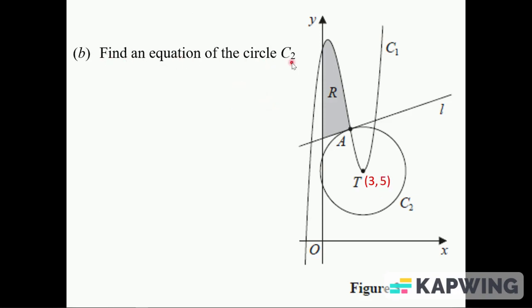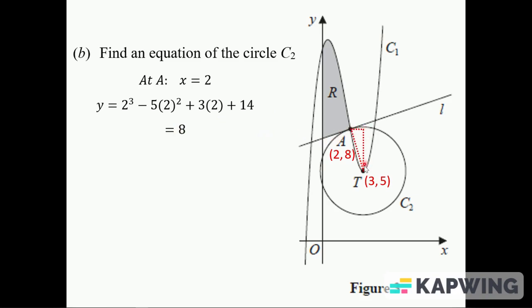Then we're going to find the equation of the circle. So we need the radius of the circle, which is AT. It tells us that the x coordinate of A is equal to 2, but I need the y value as well if I'm going to work out what the radius is. So stick that into the expression for the cubic, because A lies on the cubic as well. And that gives us 8, so the coordinates of A are (2, 8).